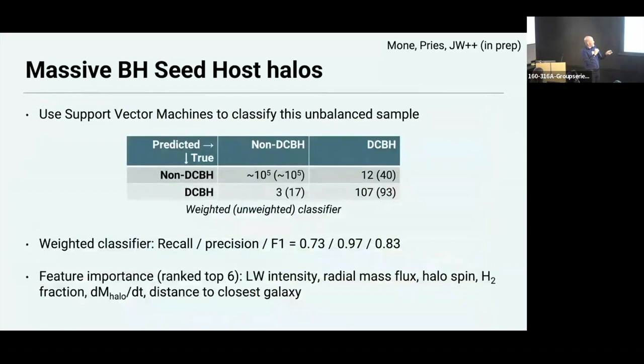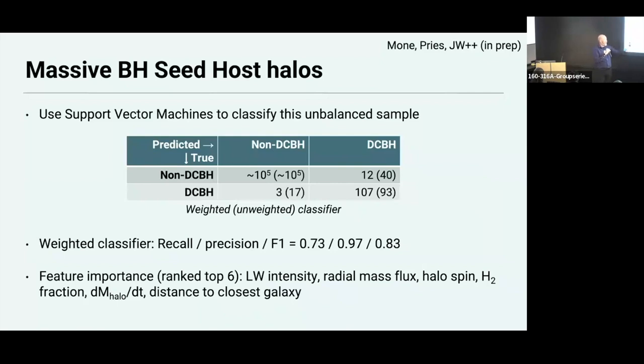But here, we use a support vector machine to try to classify this very unbalanced sample. You can use a weighted classifier. And I mean, students have gotten pretty good results. This is still preliminary, with an F1 score of 83%, recall of 73%, and precision of 97%. So here, we have 107 that we get from a good classification, and 3 that are missed, and here are false positives of 12.